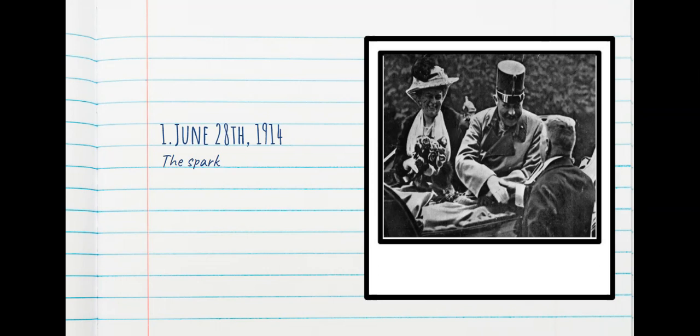Let's go back over this tinderbox that the Balkans are. This is Archduke Franz Ferdinand and his wife Sophie on the fateful day, June 28th, 1914. So this is the assassination of Franz Ferdinand. Let's get a little bit of context about why Franz Ferdinand is visiting Sarajevo in Bosnia.